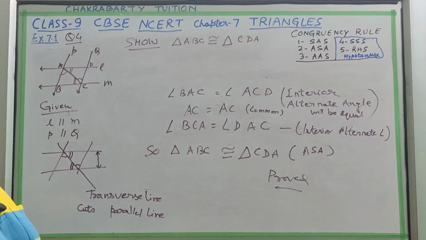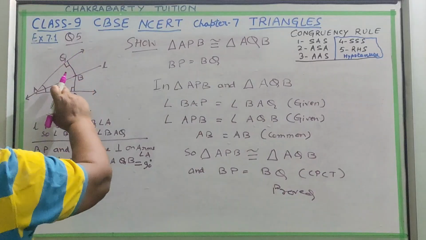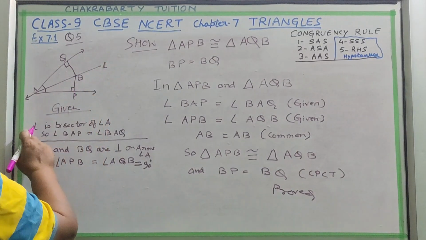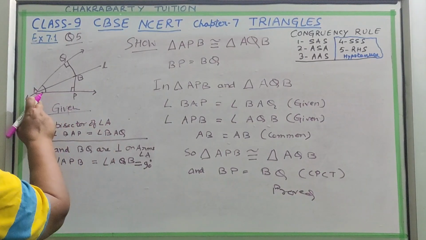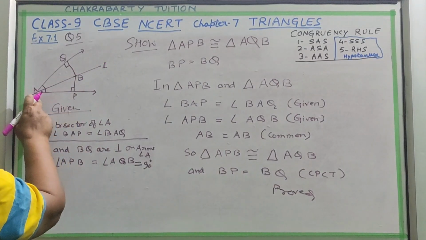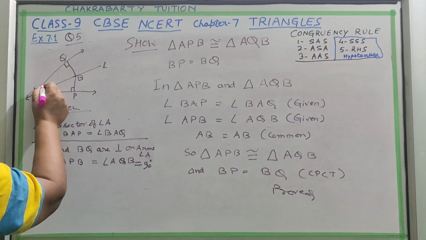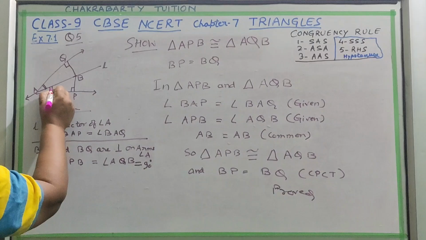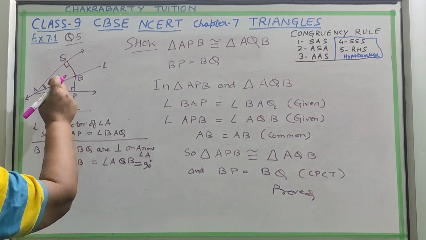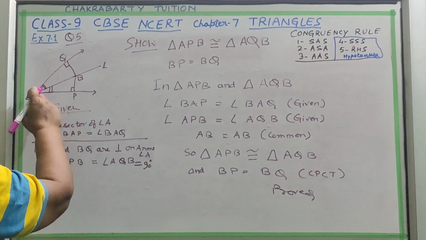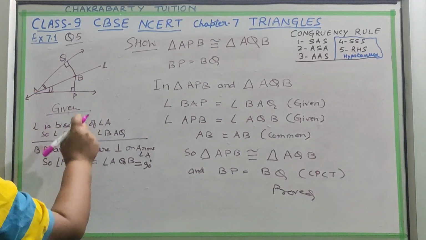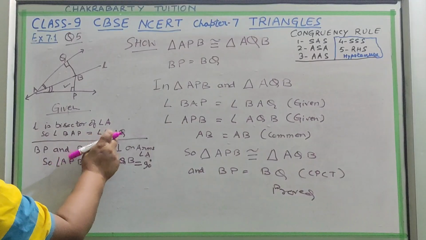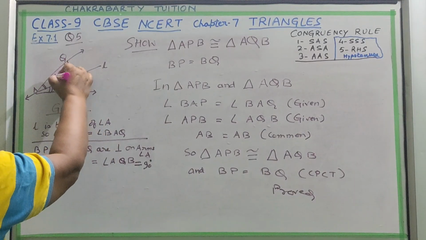Now question 5 we are going to do. In question number 5, this figure is given. In this figure, what is given? Line L is the bisector of angle A. So when L bisects angle A, it means this angle will be equal to this angle. So what we have written? Angle BAP, this angle, is equal to angle BAQ, this angle.